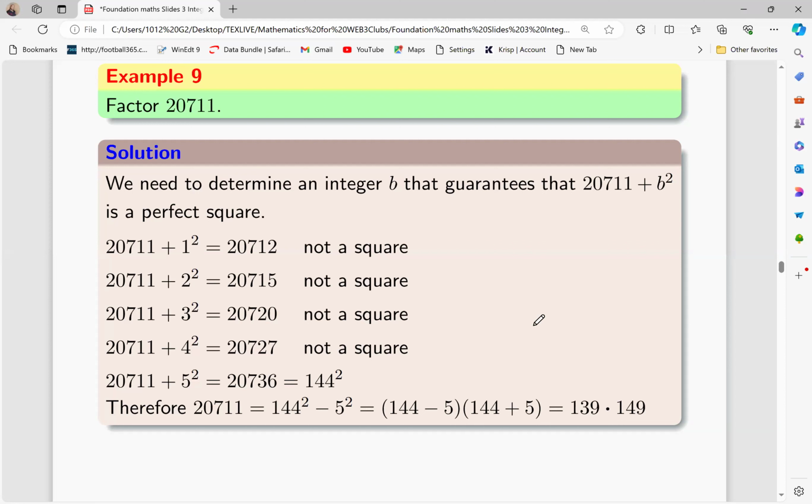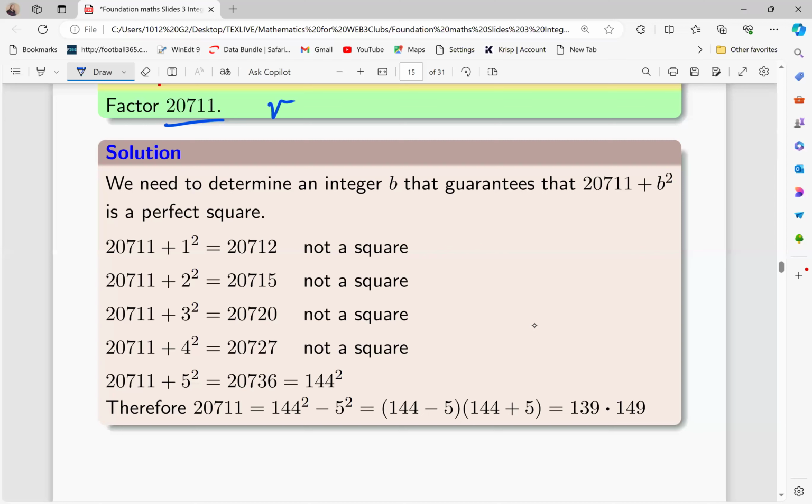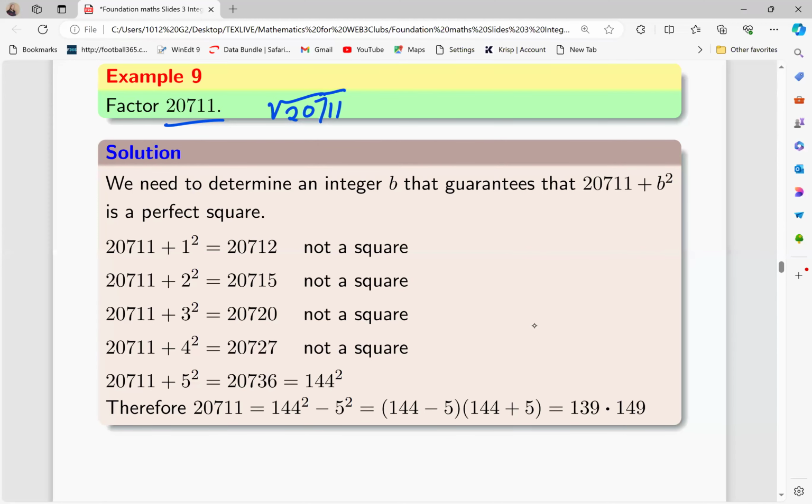Because remember, the other method that you would have used would have been to try all the prime numbers up to the square root of this number to find out which one divides it. And those are so many prime numbers.